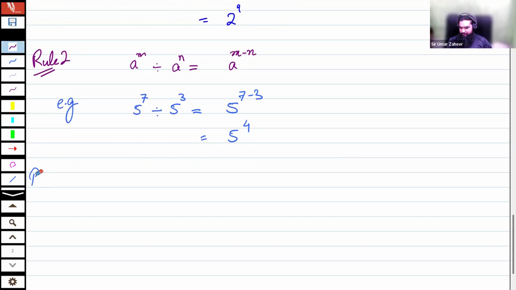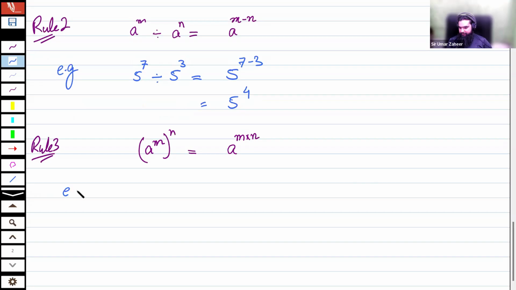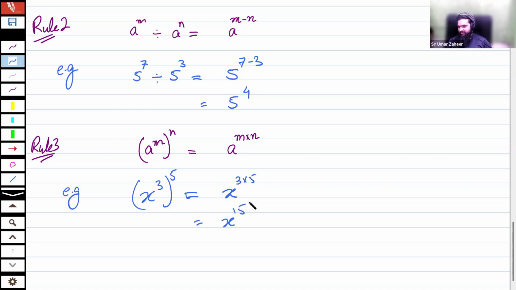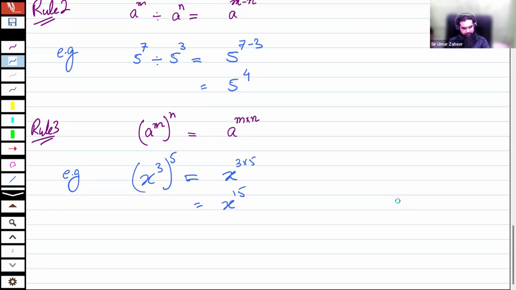The next we have rule 3. All of these rules you already did in IGCSE, okay? We just recall them. For example, if you have a single number and there is a whole power on it, so if you have a power on the power, they will be multiplied, simply m multiplied by n. For example, if you have x raised to power 3 and there is a whole power 5, Zimal, that will be equal to? Is this going to be x to the power 15? 3 times 5, that will be 15. Yes, everyone, is it clear? Yes, sir.